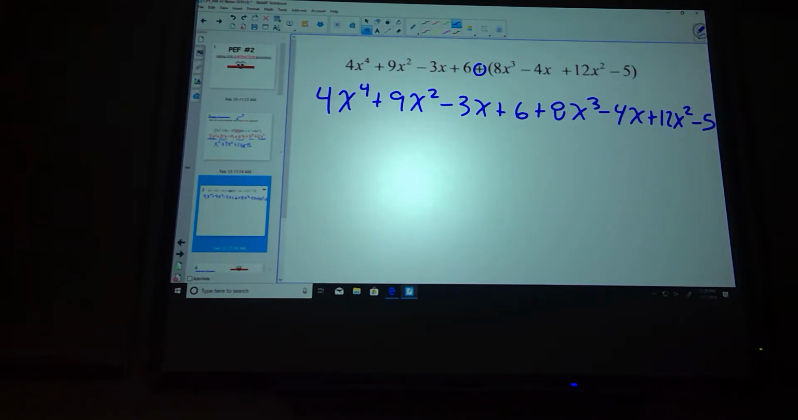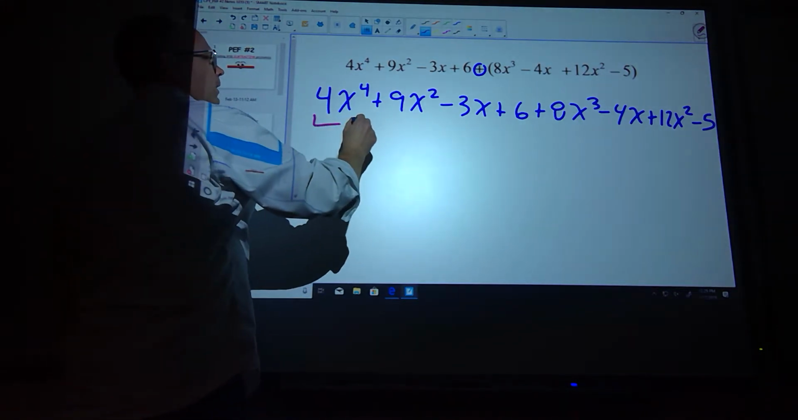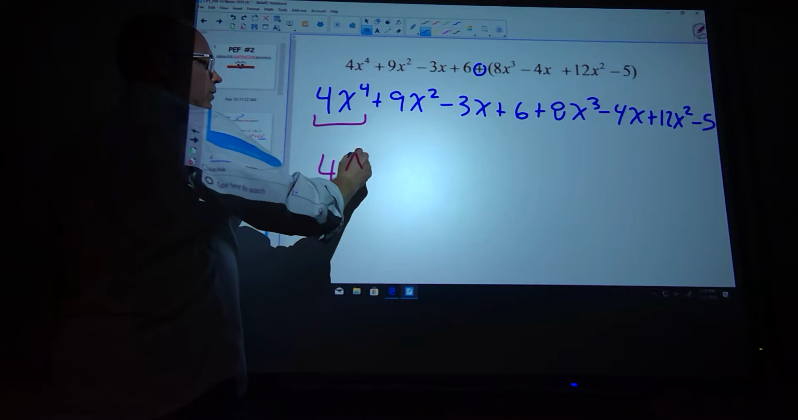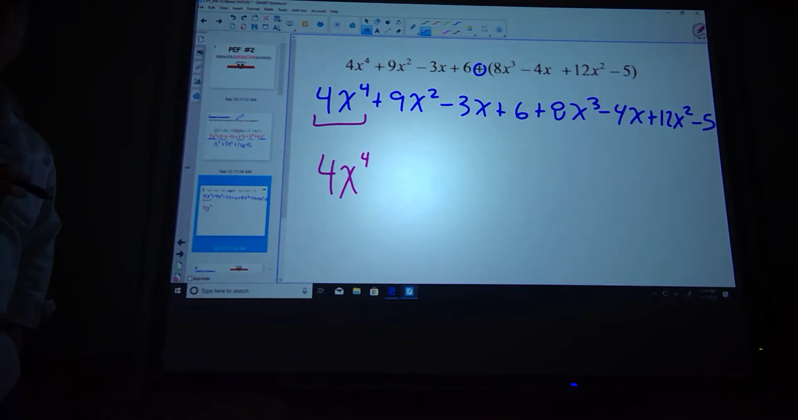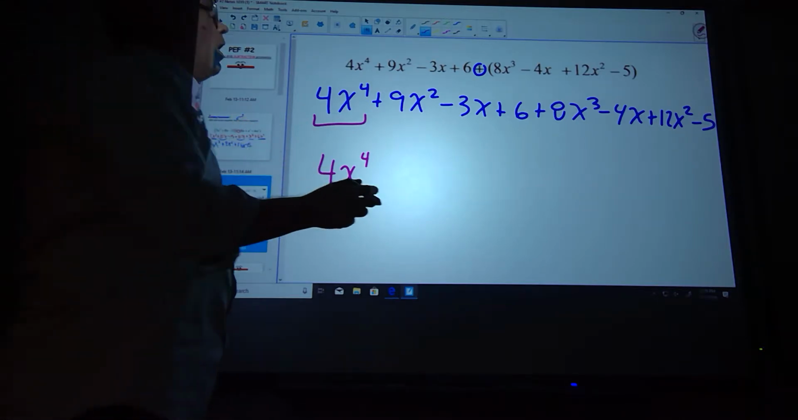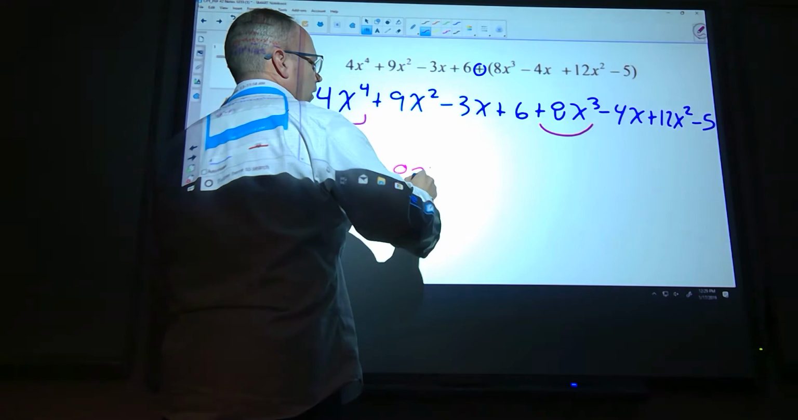Now I have some like terms. What is my highest exponent up there? 4. Okay. Do I have any others? No. I'm just going to list that. So that's 4x to the 4th. Feel good about that? Sure. And then do I have any to the third? 8x to the third. Oh, yeah, right here. So that's positive 8x to the third. So bring that down. I like that.